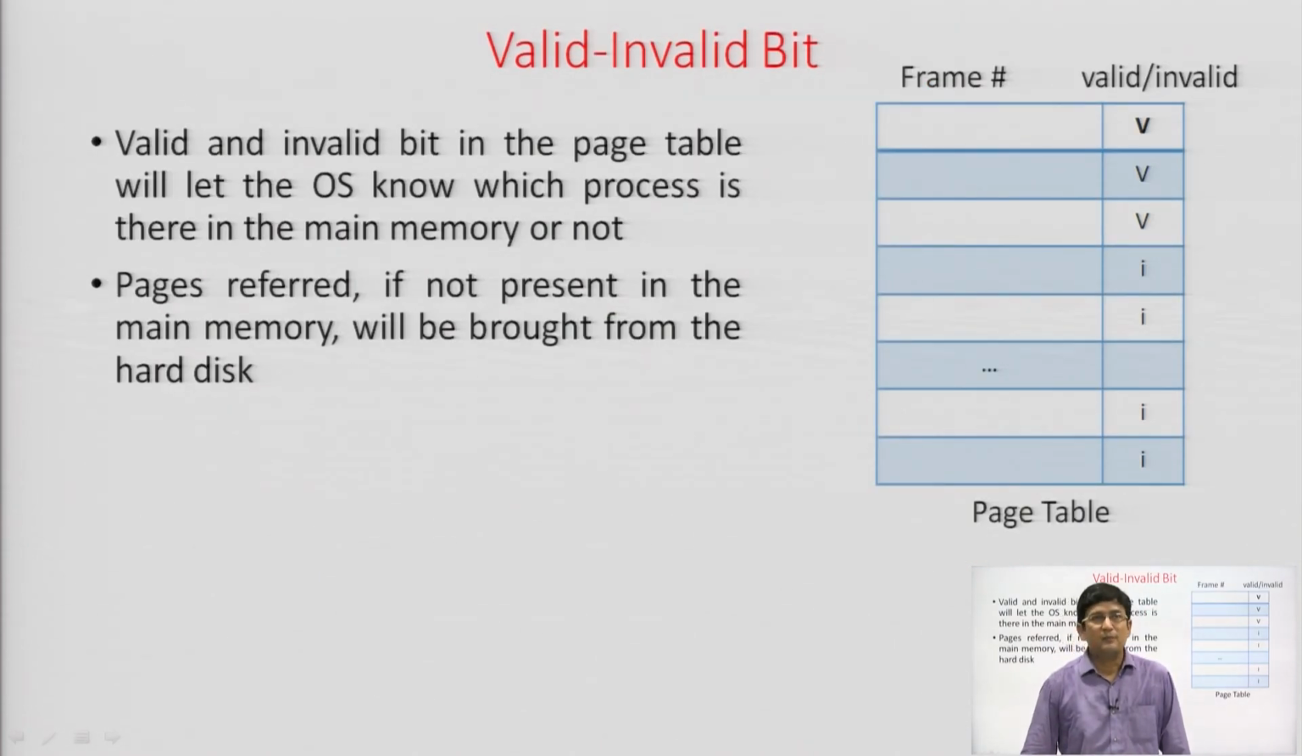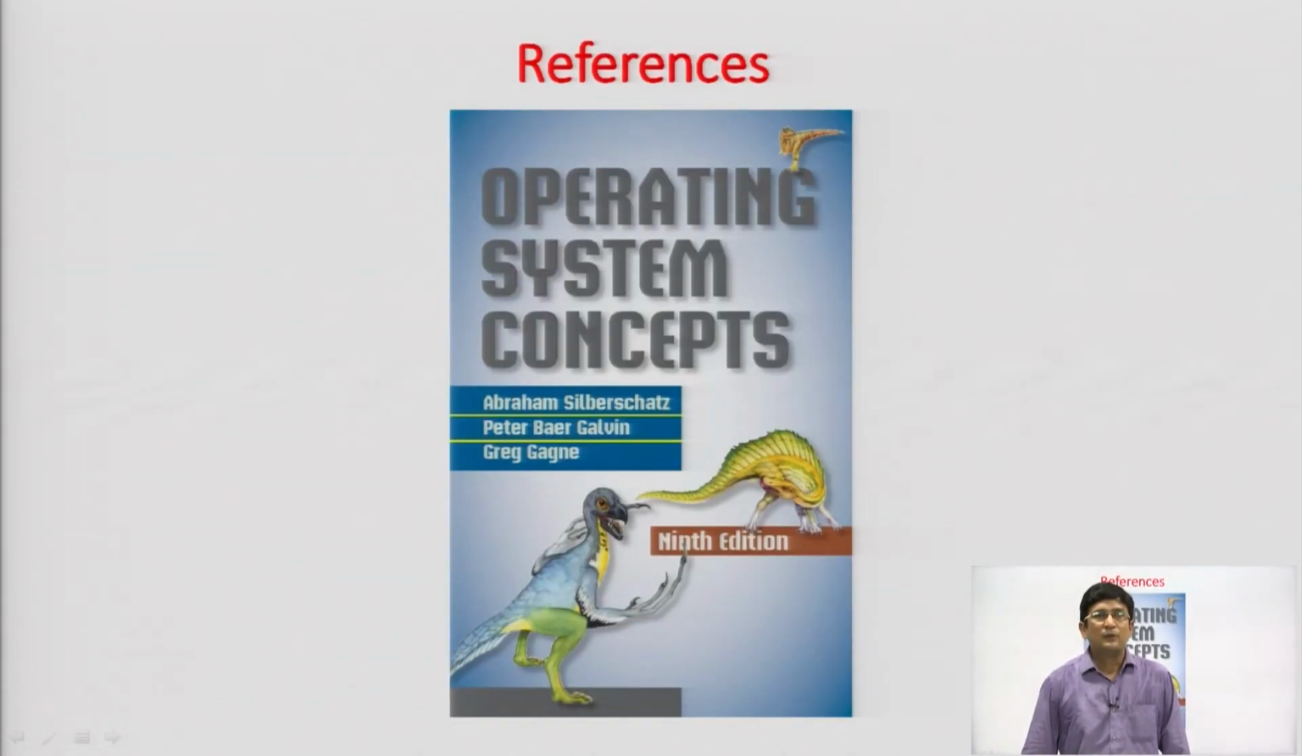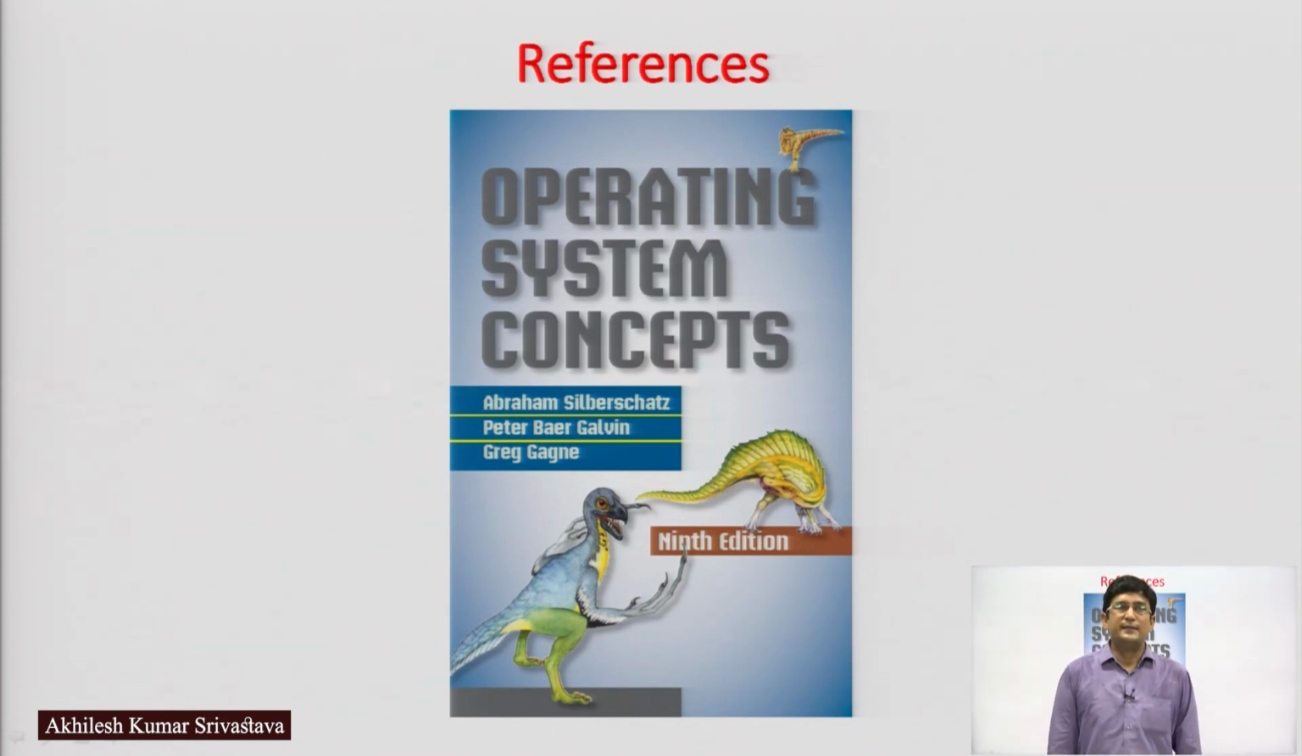So we have already discussed the valid and the invalid bit. This is the reference for today's lecture, Silberschatz and Galvin, and in the next lecture we will discuss the various page replacement algorithms, and we will see how they are different from each other.